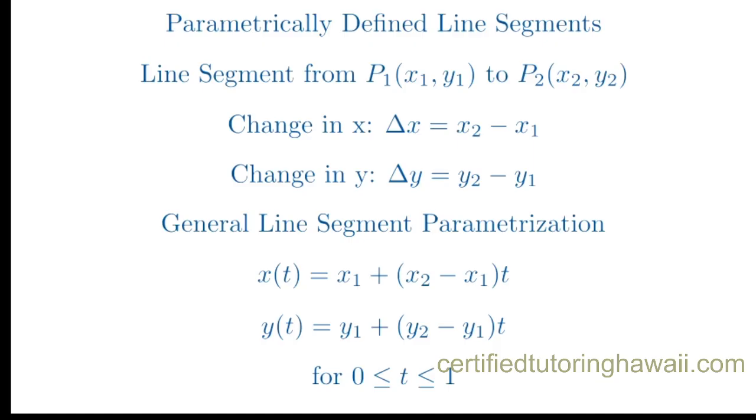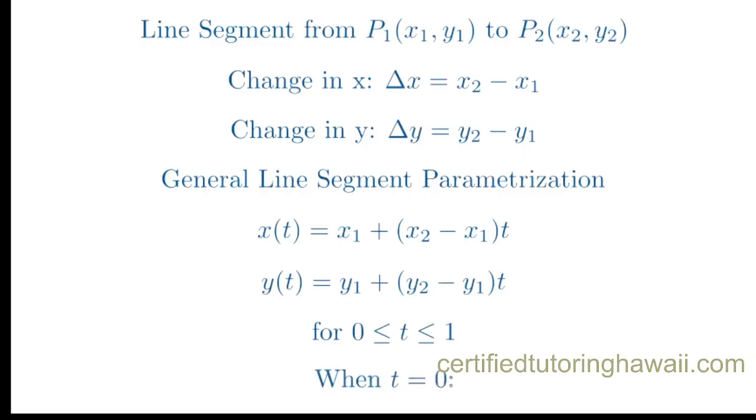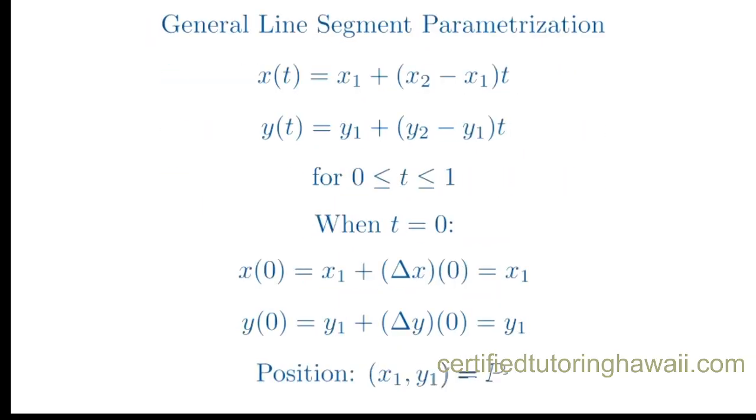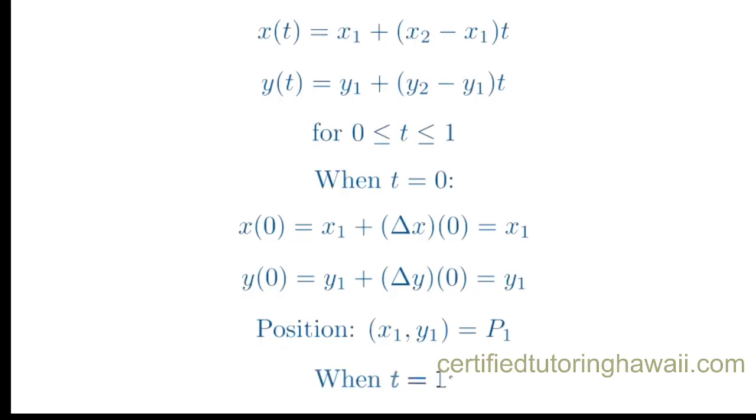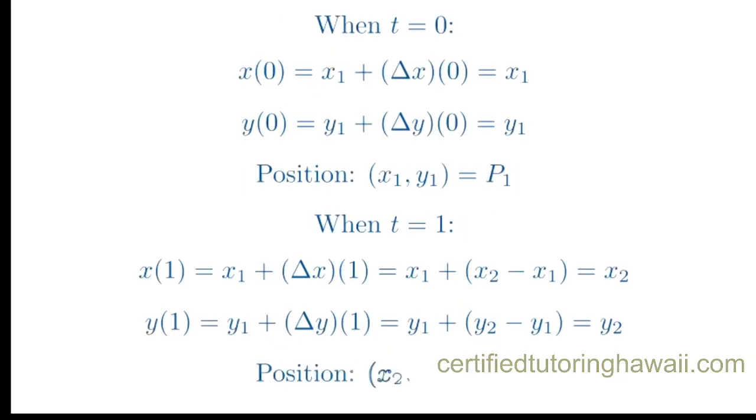Let's test this. What happens when t equals 0? Plugging in 0 for t, we get x of 0 equals x1, and y of 0 equals y1. So, at t equals 0, we are at our starting point, P1. This works. What happens when t equals 1? Plugging in 1 for t, we get x of 1 equals x1 plus delta x, which is x2, and y of 1 equals y1 plus delta y, which is y2. So at t equals 1, we are at our endpoint, P2. This also works perfectly. So, by varying t from 0 to 1, this parametric form gives us every point along the line segment from P1 to P2.